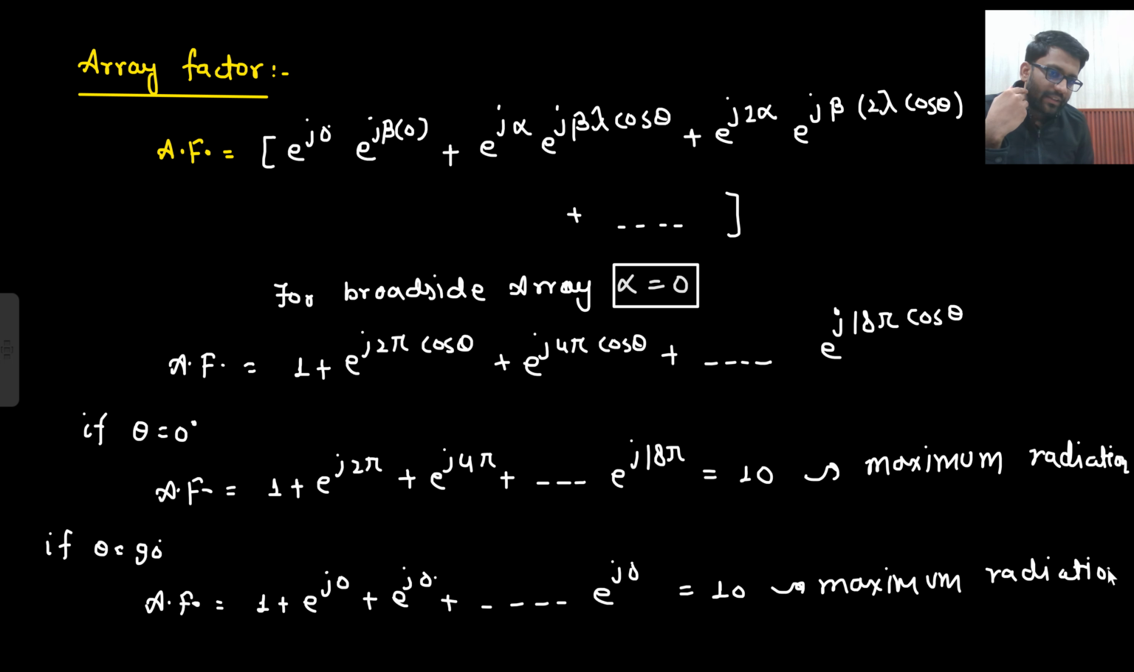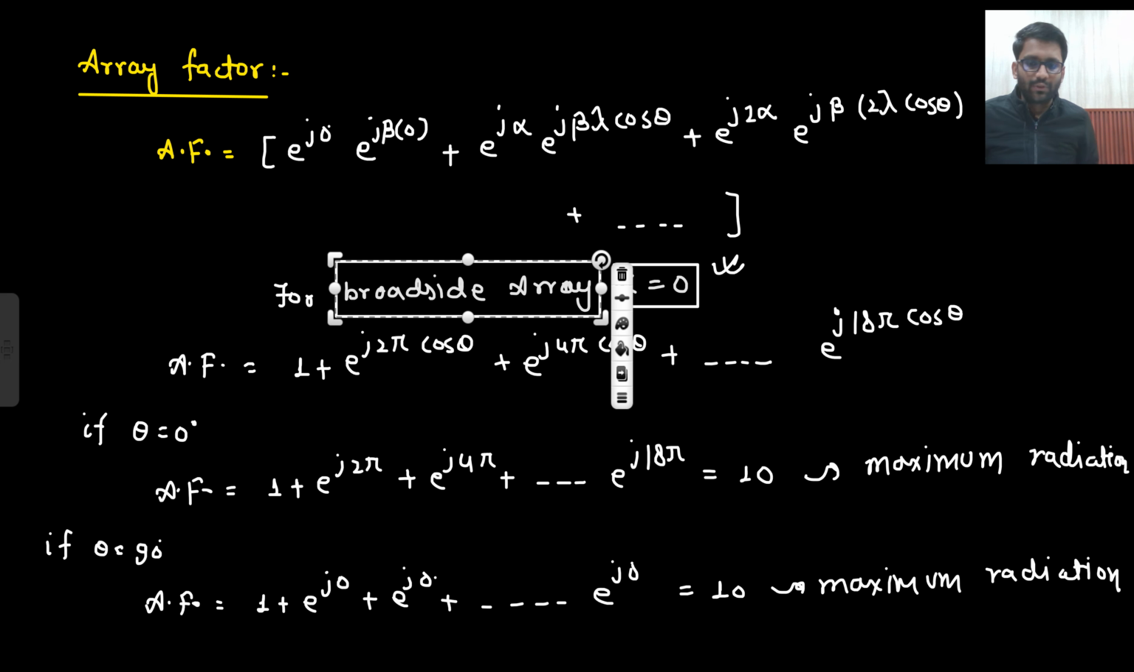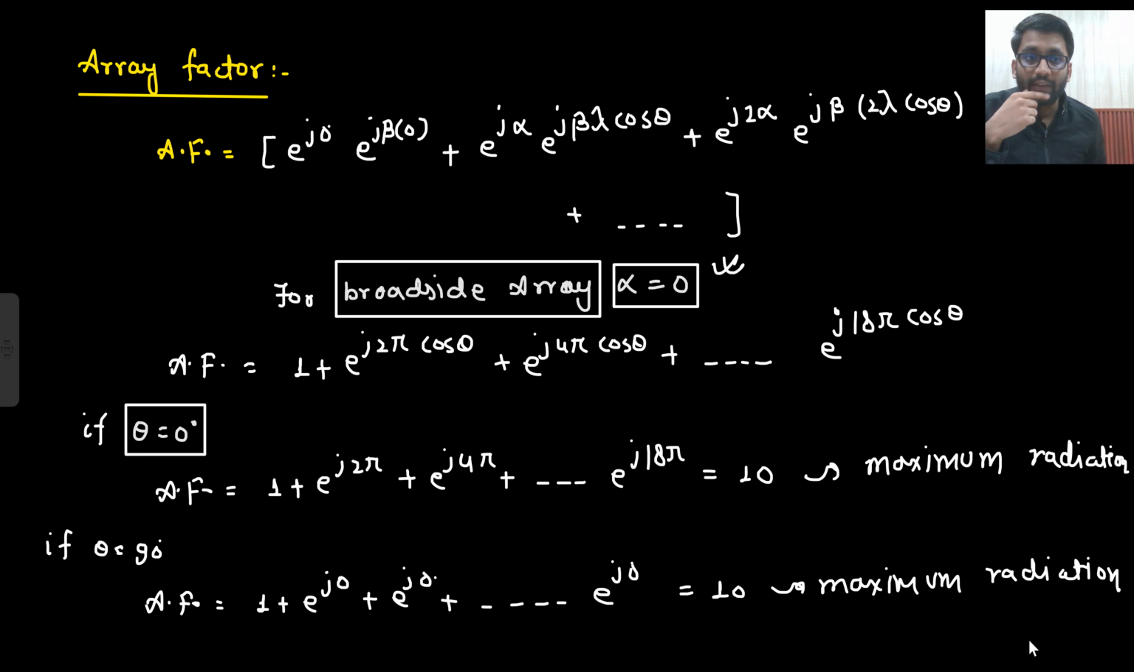So what did we take in action? You said that it is a broadside array. That's why you took alpha equals to 0. When I took alpha equals to 0, and then I checked at theta equals to 0 degree and at theta equals to 90 degree, at both of the points I am getting maxima. But for broadside array, where should I have got the maxima? At 90 degree only, no? But why am I getting it at 0 degree?